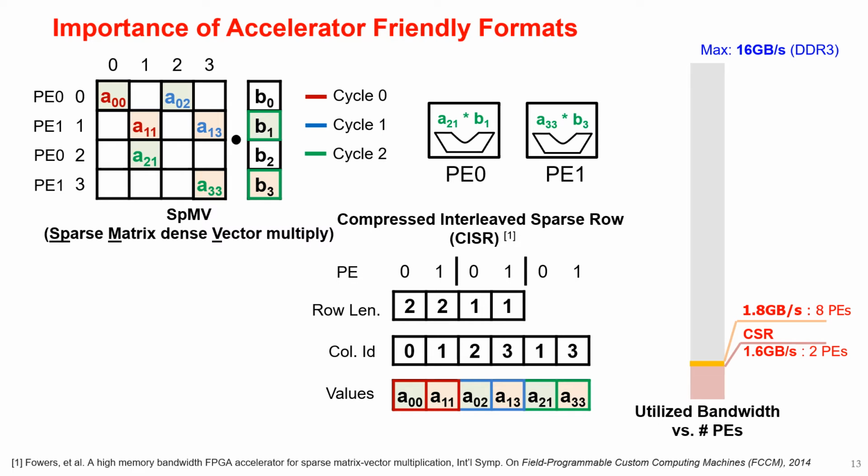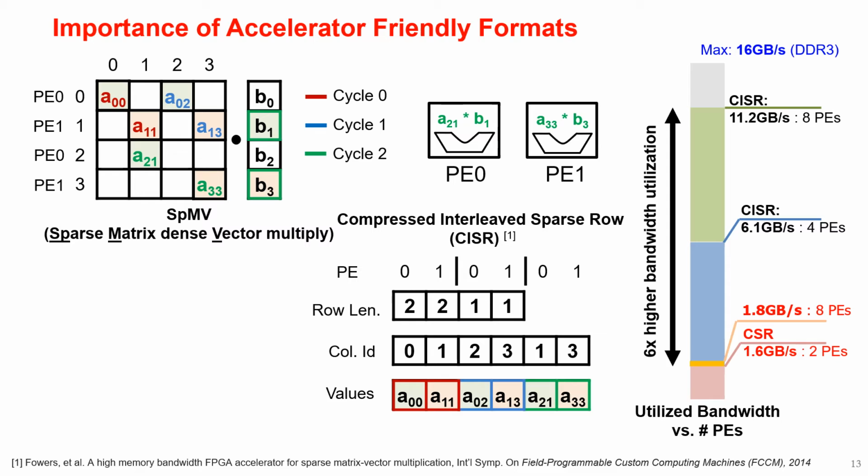Now, if we compare the achieved memory bandwidth, we realize that with CSR format with 8 PEs, we are able to achieve only 1.8 Gbps of bandwidth, while the peak memory bandwidth is 16 Gbps. With SCISSR format, we are able to achieve 11.2 Gbps, which is 6x higher memory bandwidth utilization. Thus, the benefit of SCISSR format is that it allows us to perform streaming and vectorized memory accesses.